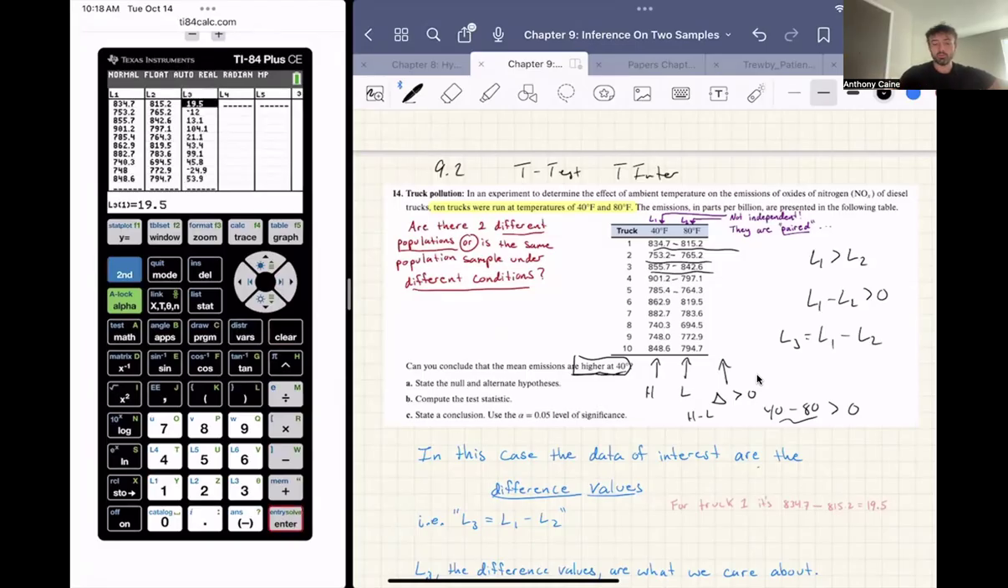And if I hit enter, it'll auto-populate, right? So this value that's highlighted, the 19.5, is equal to this value minus that value. That's how we got 19.5. And it did that all the way down.